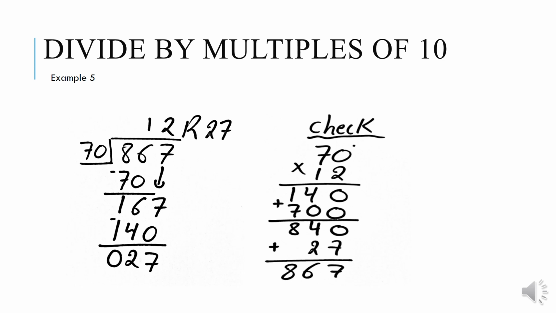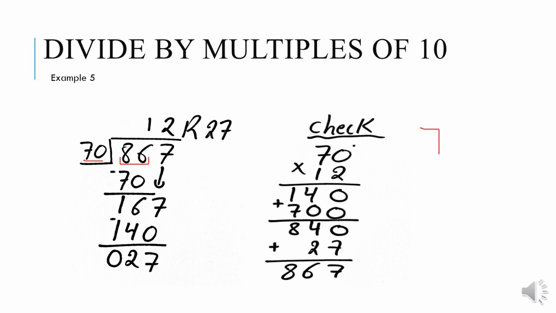Here's another example. 867 divided by 70. If you notice that the divisor, which is 70, is less than the first 2 digits of the dividend, which makes 86. So, since the divisor is less than the first 2 digits of the dividend, I only use 2 digits from the dividend. 70 is less than 86. Now I ask myself, how many 70s do I need to make 86 or almost 86? 7 times 1 is 70. 70 times 1 is 70.